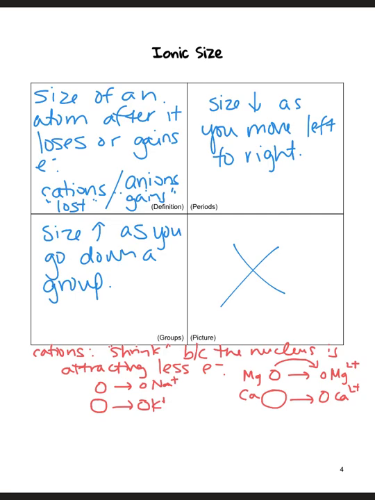Okay, on the flip side, when we're looking at anions, they actually expand, meaning they get bigger. They expand since the nucleus is now attracting more electrons.